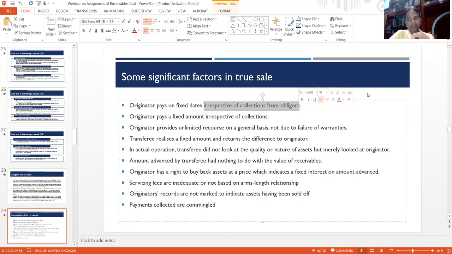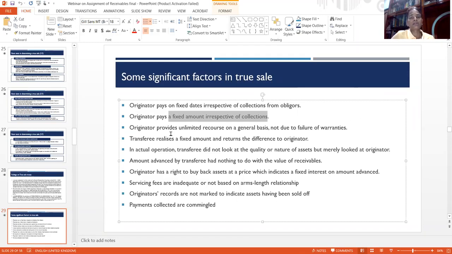Because if there's a complete disconnect between what you are collecting and what you're paying to the assignee, and you are paying from your treasury, then that's actually a borrowing type obligation. It cannot be called an assignment of receivables. Similarly, if the originator or the seller pays a fixed amount irrespective of collections, there also the intent clearly seems to be one of borrowing, not one of sale.